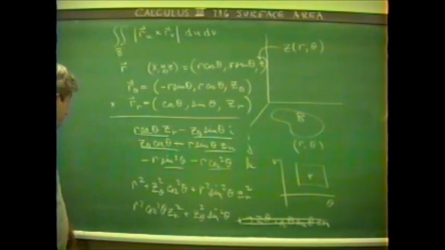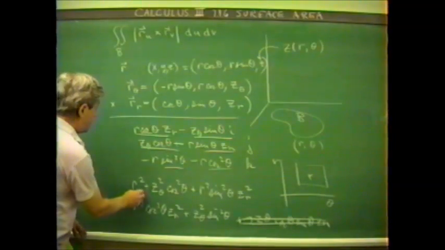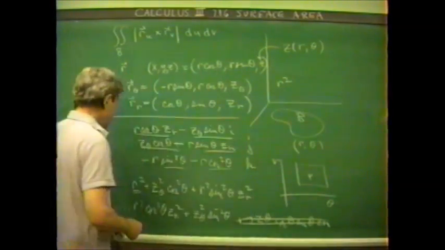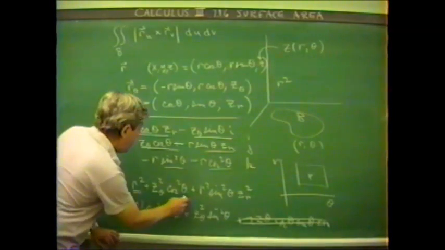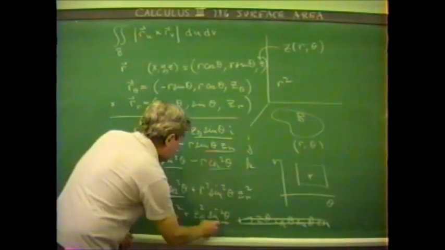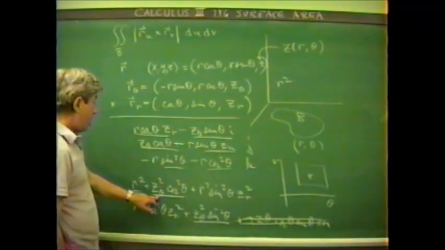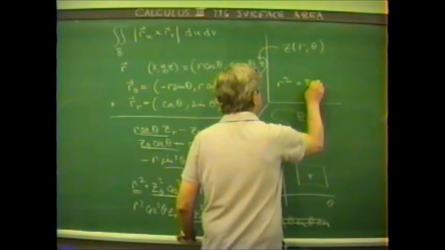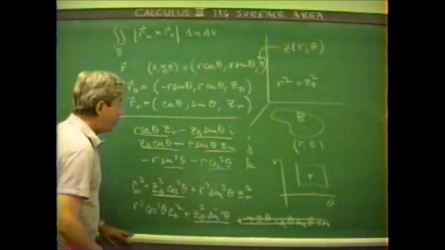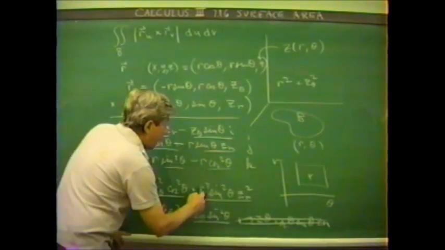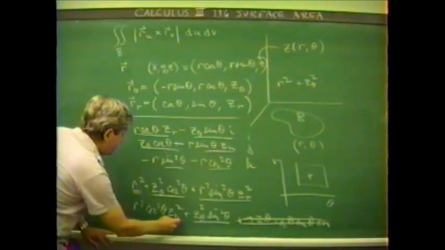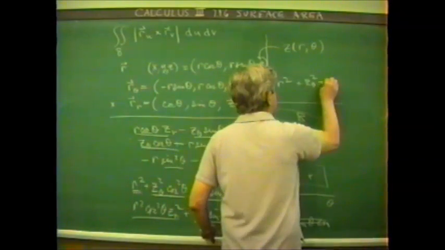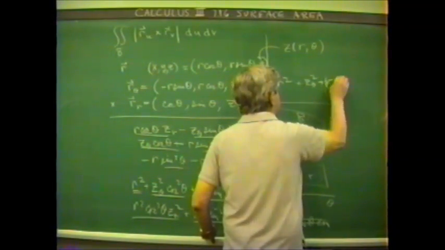So now what have we got? Well, we've got r squared. Here we've got z theta squared cosine squared theta and here z theta squared sine squared theta, so the sum of these two is z theta squared. And then we've got r z r squared sine squared and r z r squared cosine squared, so we're going to get plus the quantity r z r, squared.